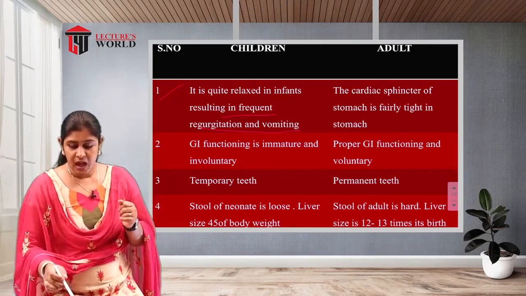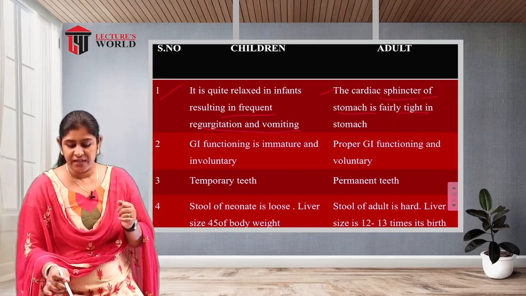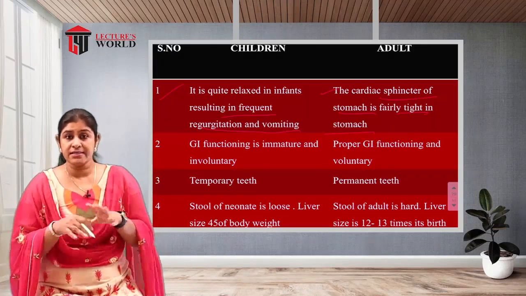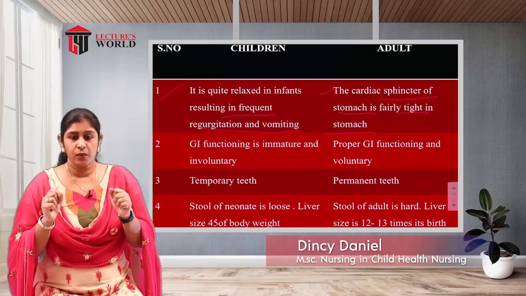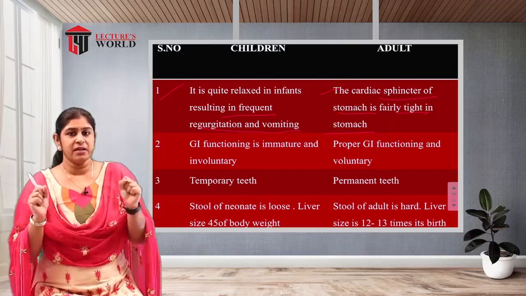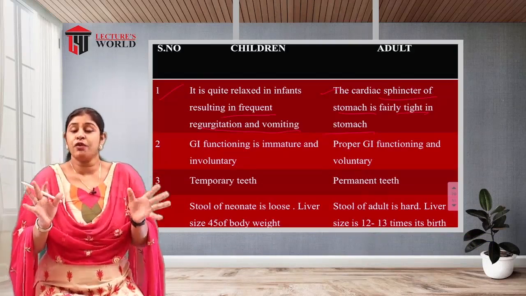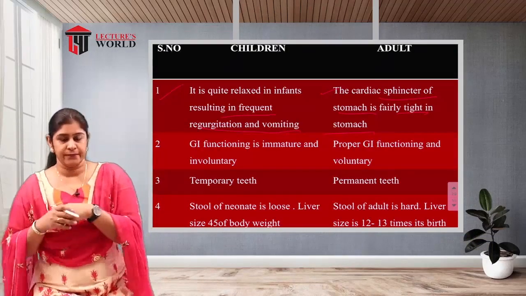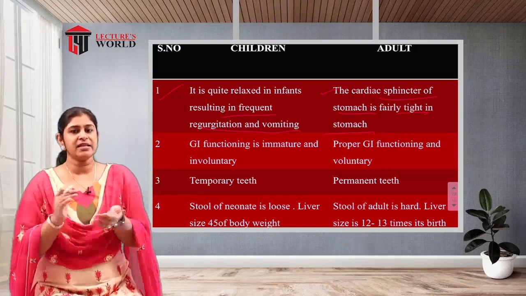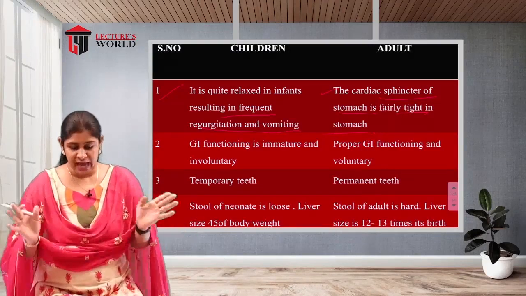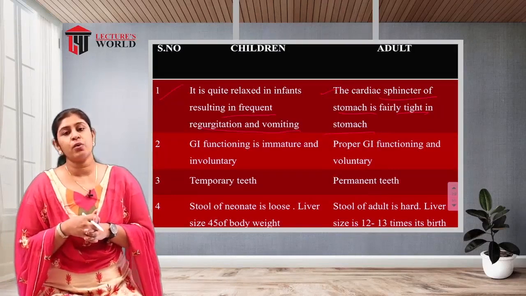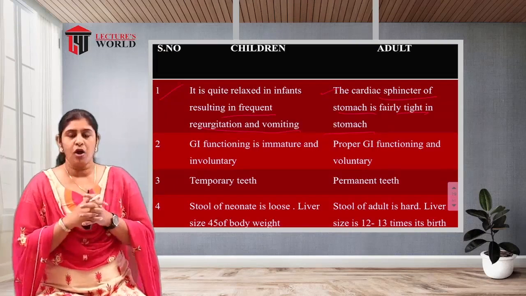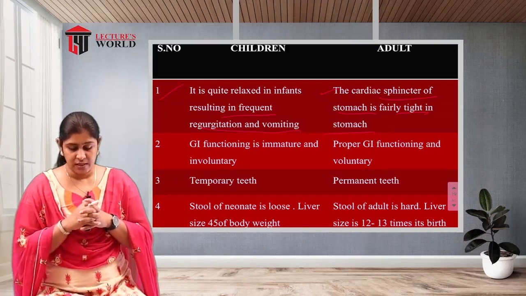Whereas in adults, the cardiac sphincter of the stomach is fairly tight. Because of that, adults don't face regurgitations and vomiting unless a disease attacks them. So in children the gastrointestinal tract is quite relaxed in infants, resulting in frequent regurgitations and vomiting, whereas in adults the cardiac sphincter of the stomach is fairly tight.